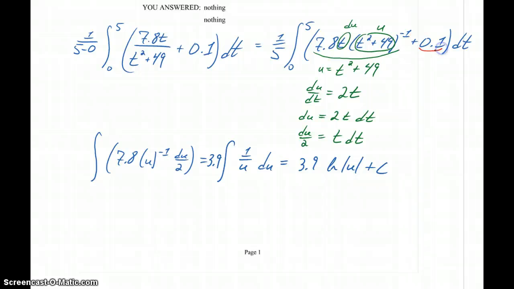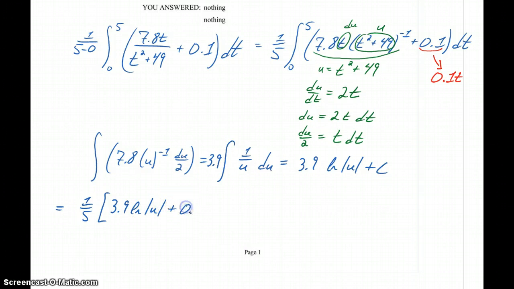And back here we had 0.1. The integral of 0.1 is just going to be 0.1t. So our problem becomes 1/5 times 3.9 times the natural log of the absolute value of u plus 0.1t evaluated from t equals 0 to t equals 5. But here we have this first term expressed in terms of u, so we need to rewrite that by replacing u with our original substitution, t squared plus 49.